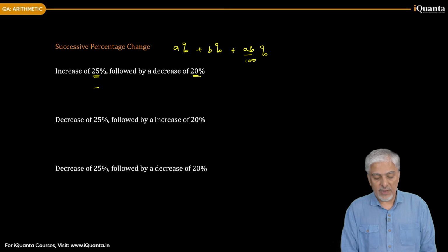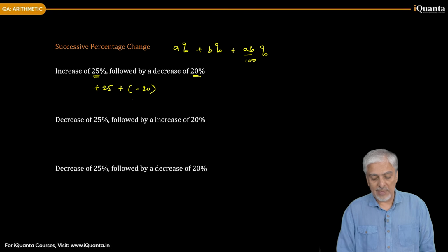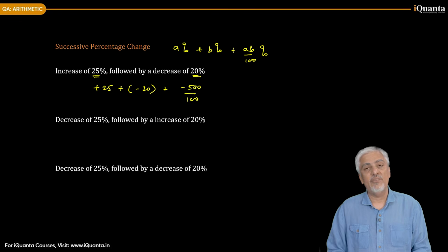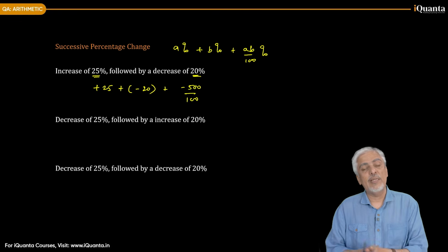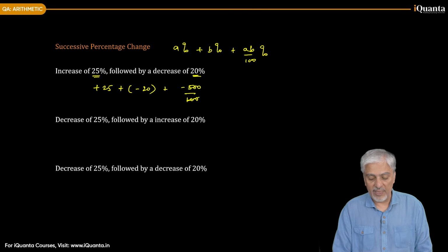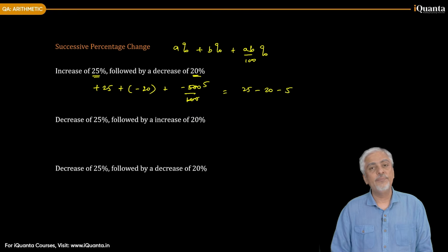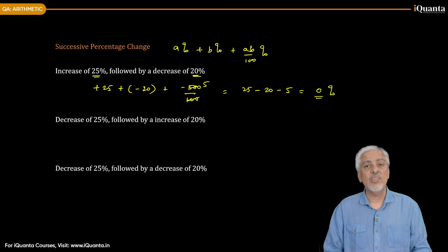So increase of 25, so that's plus 25, followed by a decrease of 20. That means B is minus 20. So AB will become negative 500 upon 100. How did I get negative 500? Because 25 into minus 20 will become negative 500 upon 100. That will become negative 5. So we'll get 25 minus 20 minus 5. 25 minus 20 is 5. 5 minus 5 is 0. So the net change is 0%. That means if I increase by 25 and then decrease by 20, my net change is 0%.